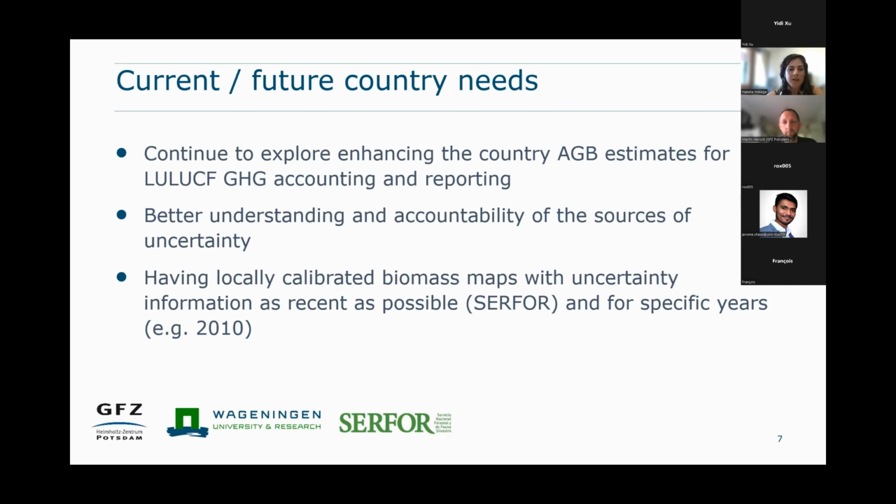And finally, CERFOR addressed the fact that they would like to have locally calibrated biomass maps with uncertainty information, on one hand, as recent as possible, that is what is available in 2018, 2020, but also for some specific years where they want to address some specific forest management or policies that they are having, and that includes the year, for instance, 2010.